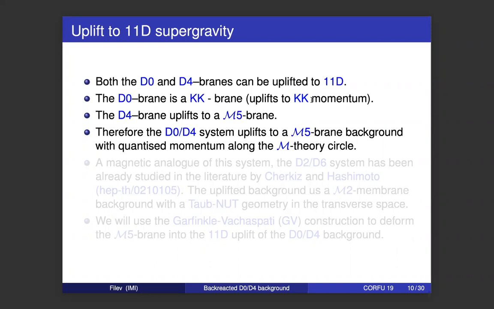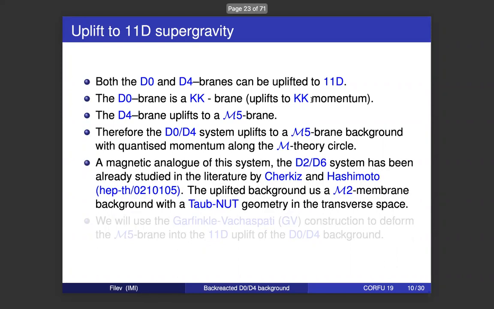Now, this was not an original thought. It was inspired by Berkooz, by Cherkis and Hashimoto's work on the D6 backreacted system. And I'm going to, by the way, spend at least 10-15 minutes talking about this system. Now, Cherkis is the same Sergei Cherkis that was at Trinity.